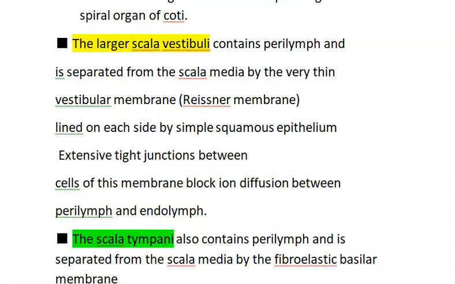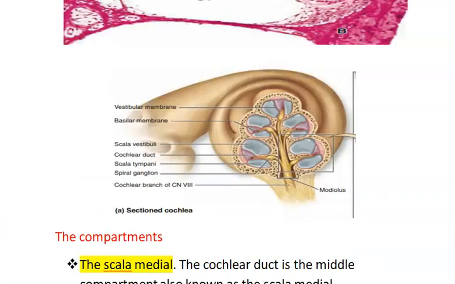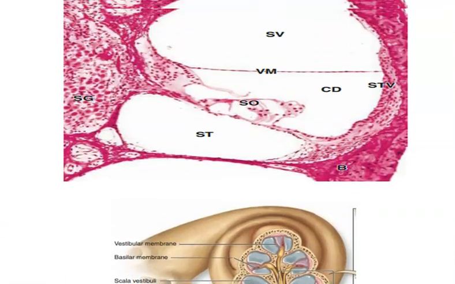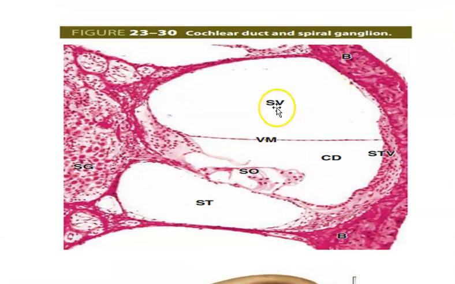Good. On our histological slide, we are describing the scala vestibuli, and we say this is the largest of all these scalas, right? Now we are saying that this scala vestibuli contains what? It contains perilymph, and it is separated from the scala media. This is the separation, the demarcation, and this is what? The Reissner membrane, or the vestibular membrane, which is lined by what kind of epithelium? The simple squamous epithelium. Good.